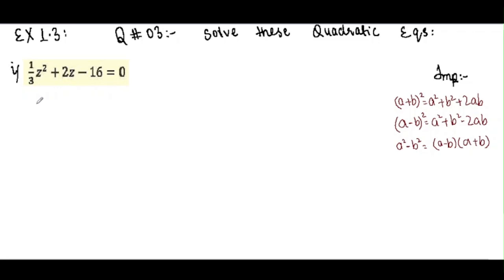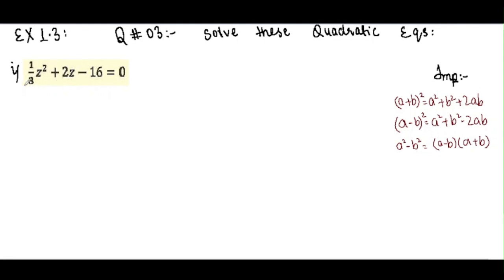Bismillahirrahmanirrahim. We are going to start question number 3 of exercise 1.3, class 11 maths. Part 1 says 1 by 3 z square plus 2z minus 16 equals 0. To solve this equation, we have to first remove this fraction portion, and so we are going to multiply all of this equation with 3.